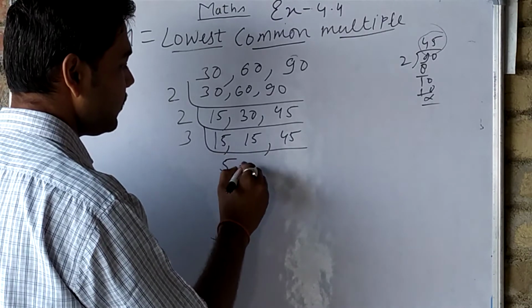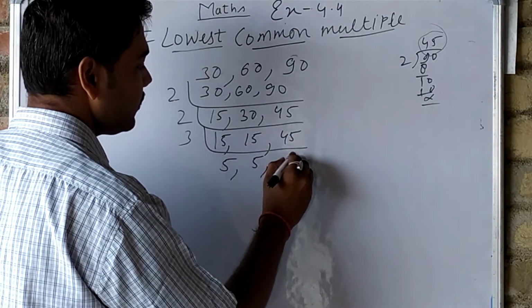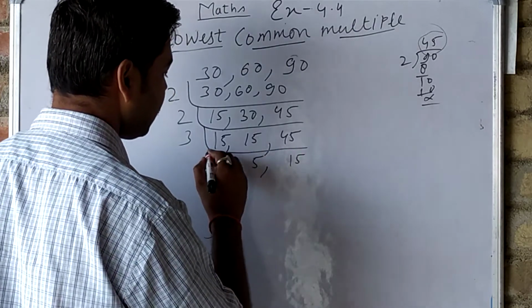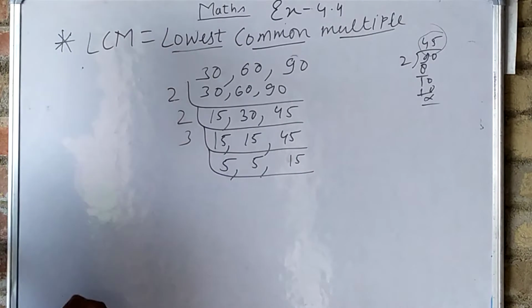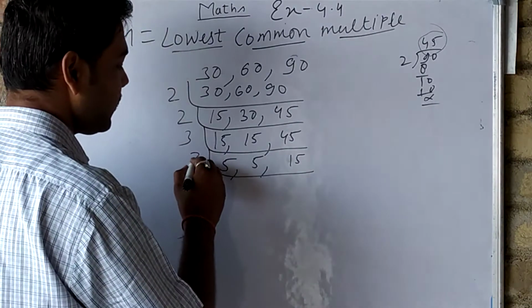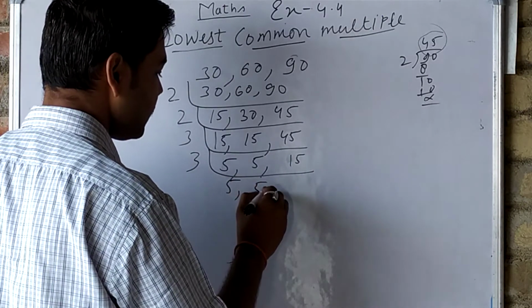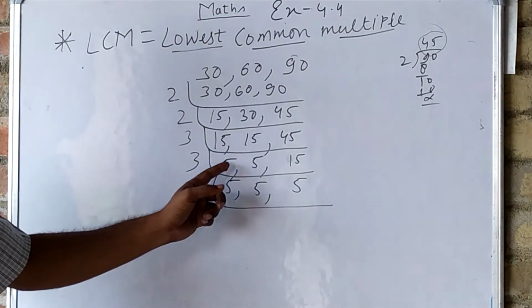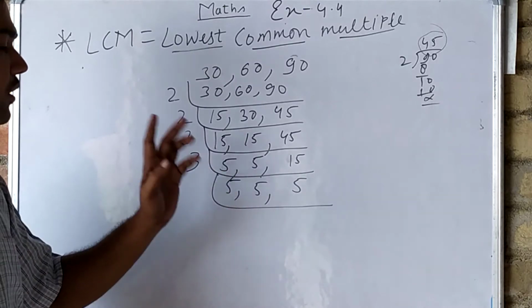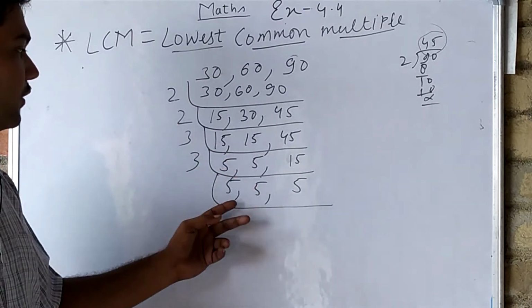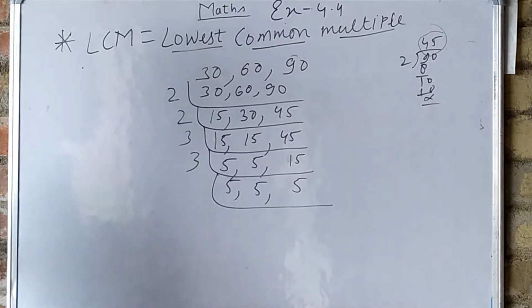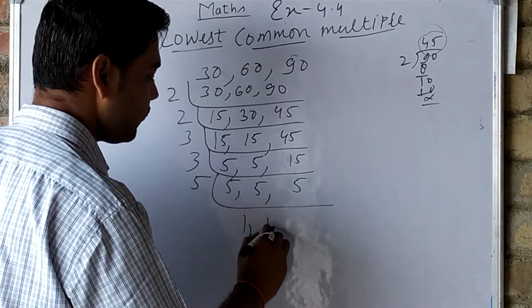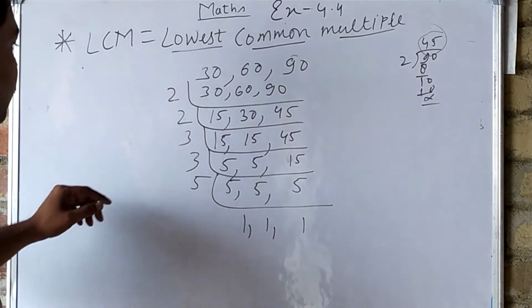3 5s are 15, 3 5s are 15, and 3 15s are 45. Now again with 3 we can try. 3 5s are 15. What we have done? 5 and 5 both are not divisible by 3, so we have written them as it is. But 15 will be divisible by 5 3s, so we have divided it. Now by 5, 1, 1 and 1.